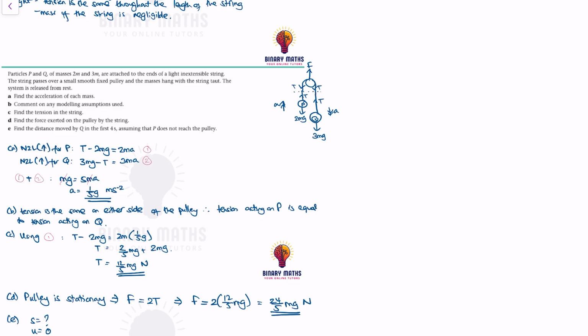So what we have in front of us is S, U, A, and T. So that means S is equal to UT plus half AT squared. So S is equal to 0 times 4 plus half times 1/5 g times 4 squared, which means S is equal to 15.68, which means S, because we round to 1 decimal place, is 15.7 meters.